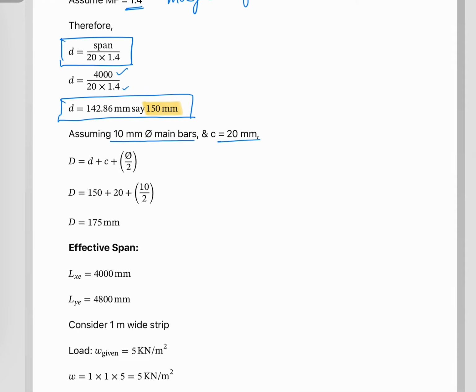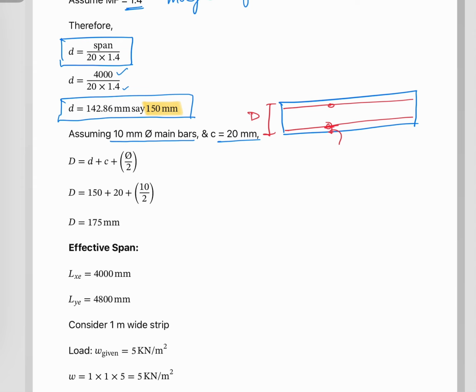Now let's assume that I am going to use a 10 mm diameter main bar and a clear cover of 20 mm. You should understand this figure; it is a very important situation. This is the first bar, this is the other bar, and we need to calculate capital D. To calculate this, we have the effective depth, and we also need to add the clear cover.